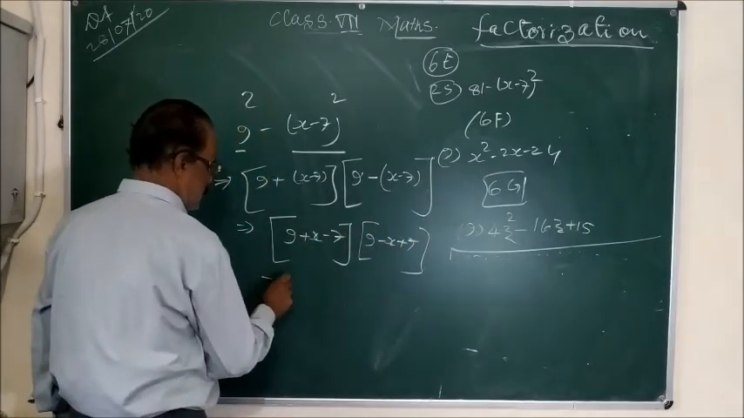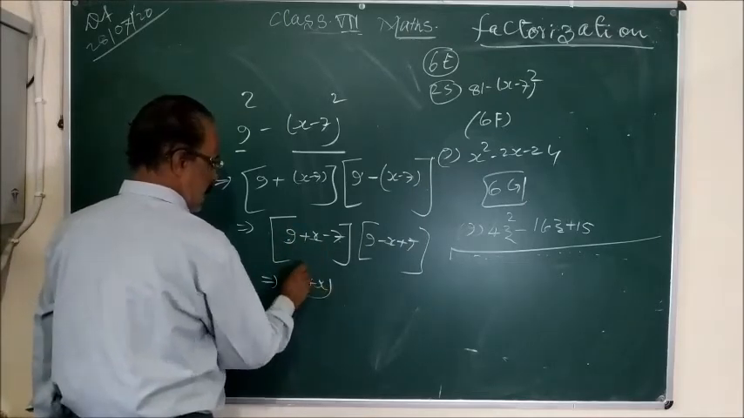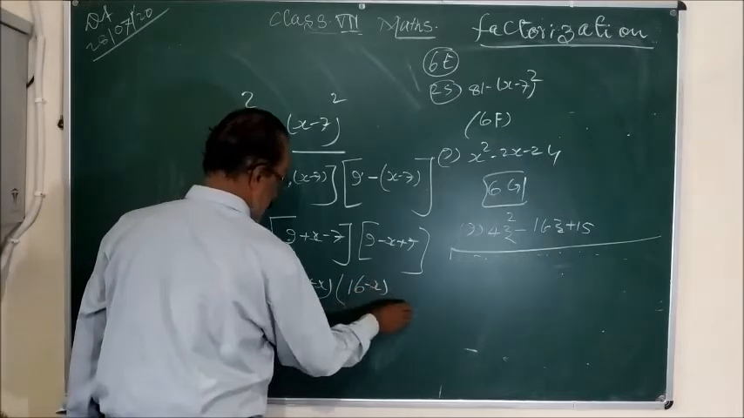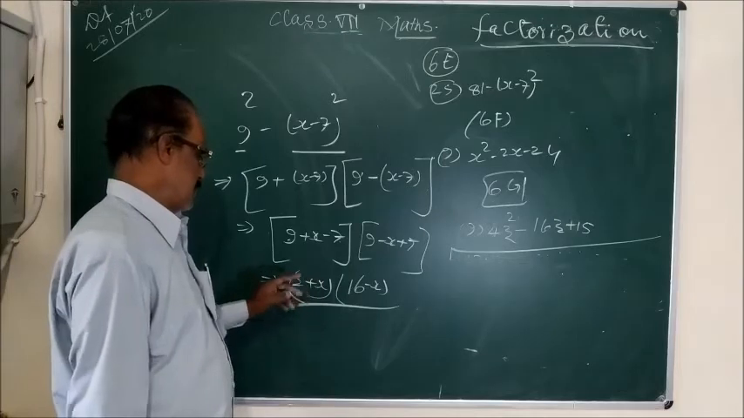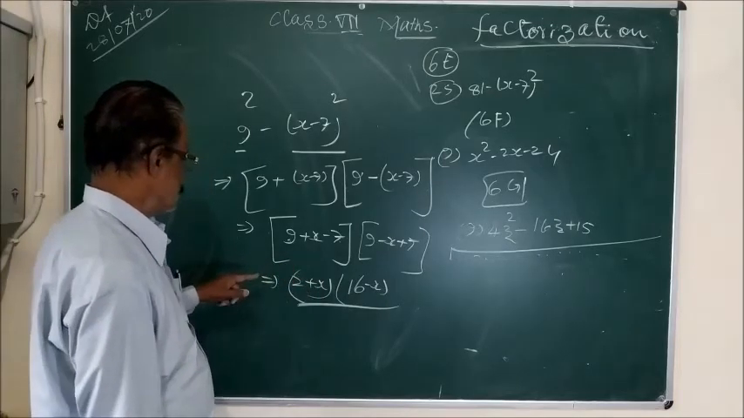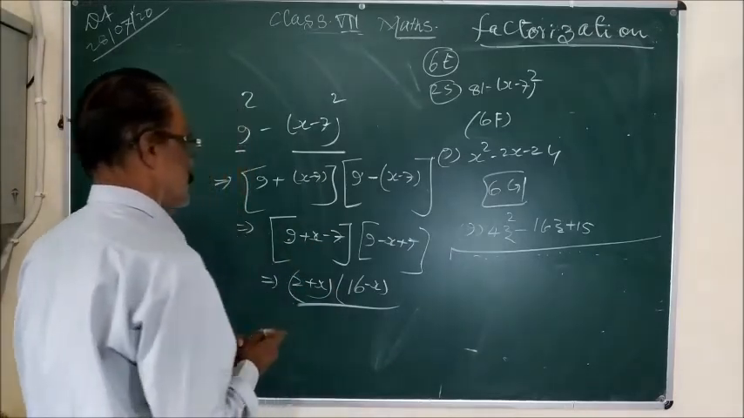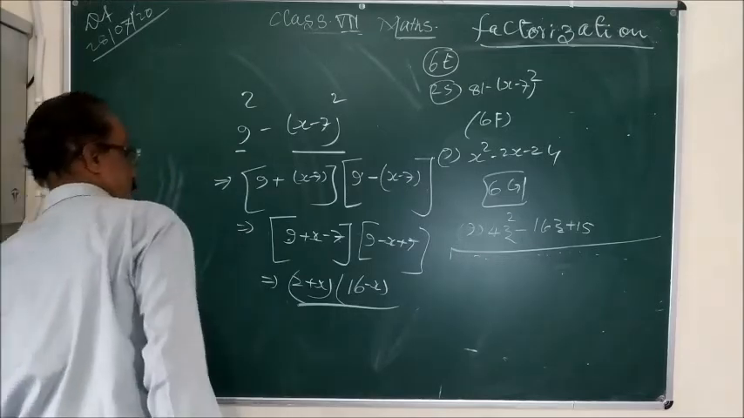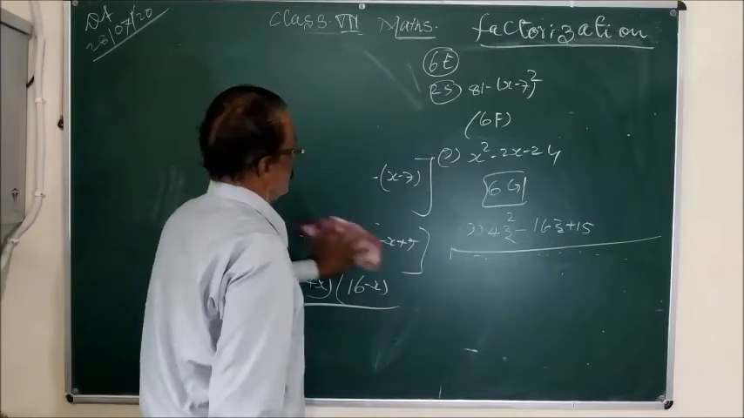These two are like terms, you can simplify. So this will be 2 plus x. And here will be 16 minus x. So this is the factorization. And if you multiply, you can get this algebraic expression. This is in the form of a square minus b square.